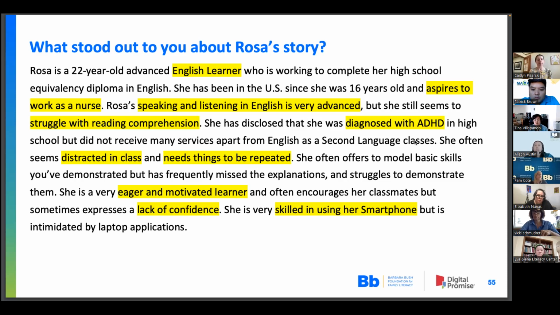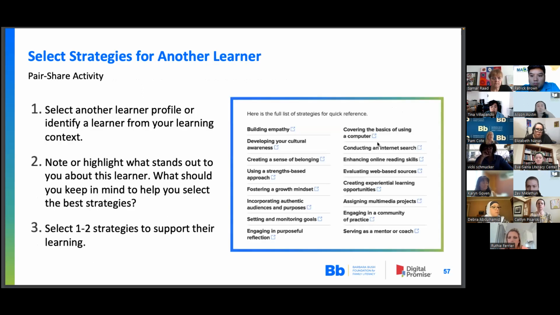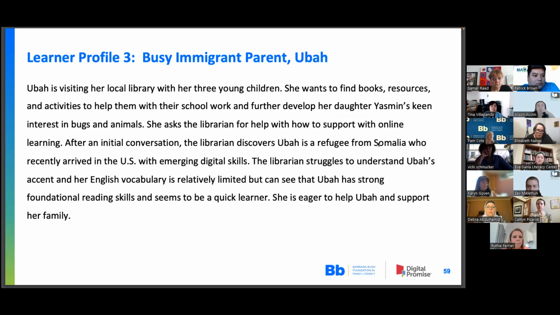Thank you, everyone. And so then the last part of this activity is these are strategies that we pulled out. And so then you could have a conversation about empathy in interviews and how to build computer skills and community of practice and accessibility strategies, which is what we just touched on at the end of that conversation. So after you do this whole group, you then go through and you assign, and you can do this as a pair share, you can do this as a breakout room, and then there's a slide for Jan, there's a slide for Uba. The strategy slides don't exist because you will create those through conversation.